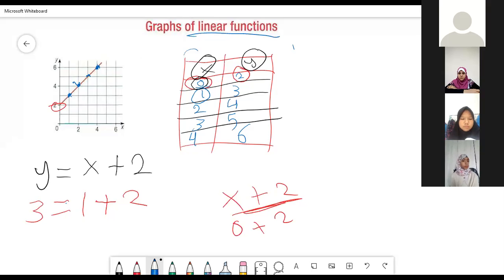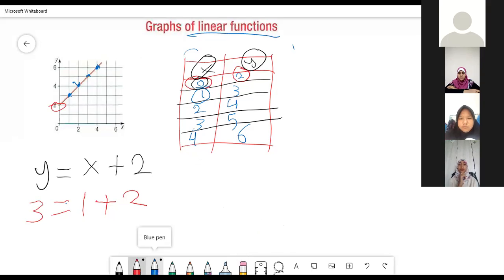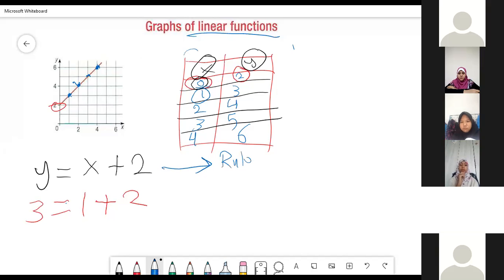But at the same time, this table represents points. What are the points in the table? What are the points that the table is representing? They are on the line. Yes. So this rule is going to be the rule of the line.